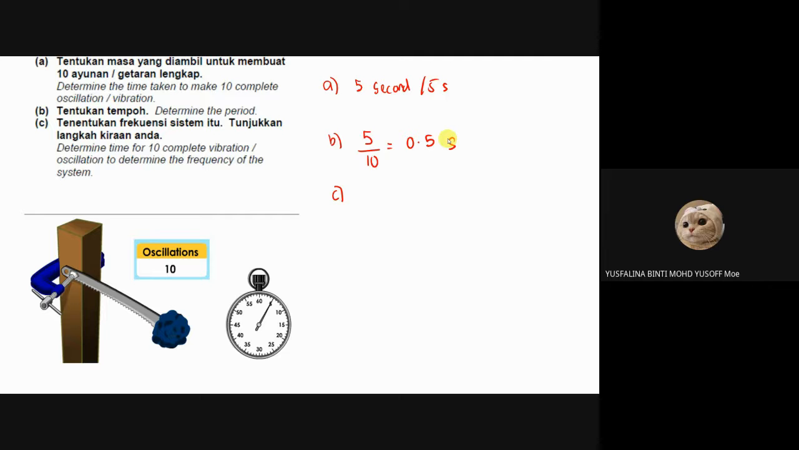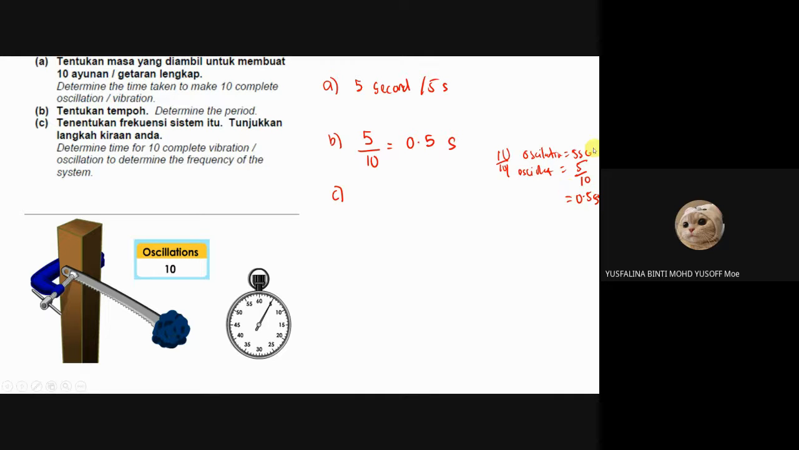For the one you calculated as 2 seconds, that 2 seconds is actually for the frequency. For this one, it is actually 0.5 second, right? Because 10 oscillations equal 5 seconds. If you want to find one oscillation, you have to divide by 10. So 5 divided by 10, you get 0.5 second.